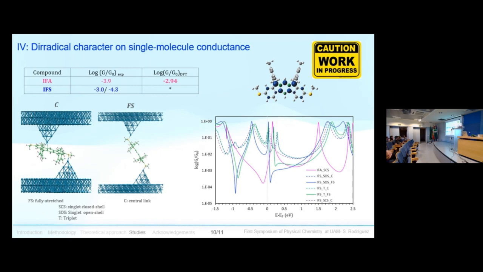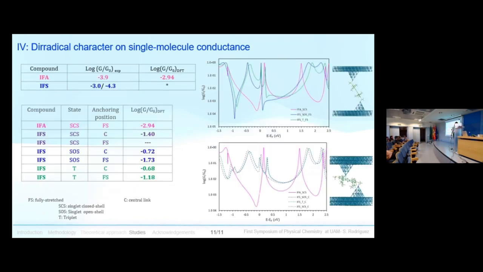One of the transmissions is missing because it's already calculated and corresponds to the single closed shell for the symmetric molecule when it's arranged end to end. I know that you don't see anything there, so I separated the graph comparing the transmission for the asymmetric molecule with the transmission for the symmetric system in the singlet open shell and triplet state, when it's fully stretched, extended in the junction, and in the other case, when it's anchored by the central part.